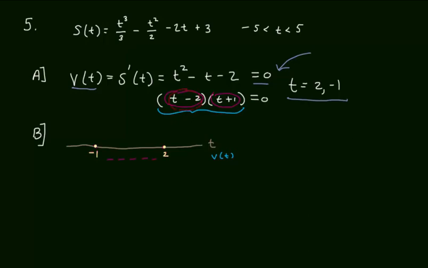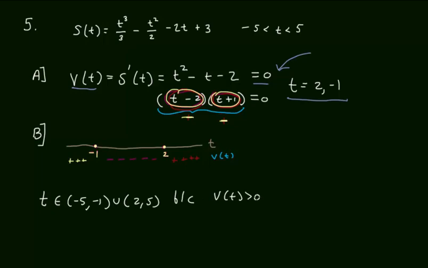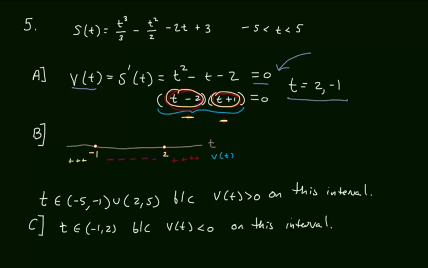Let's check the sign when t is greater than 2, let's say 3. If I plug in 3 here, it's positive. If I plug in 3 here, it's positive, so the velocity will be positive on that interval. For -2, this will be negative. This will be negative. The product is positive. So to answer the question, the particle is moving to the right on the interval of -5 to -1 in union with 2 to 5 because v of t is greater than 0 on this interval. In part C, it's moving to the left on the interval -1 to 2 because the velocity is negative on this interval.